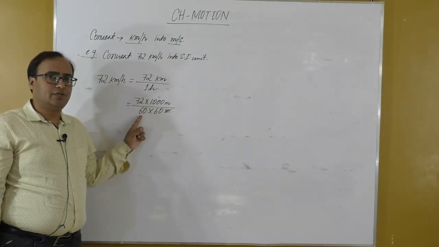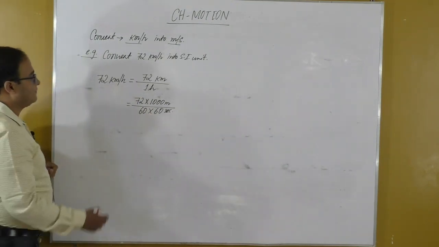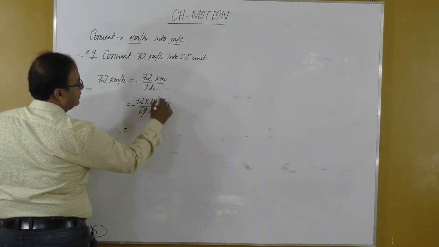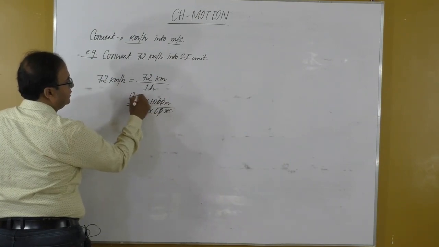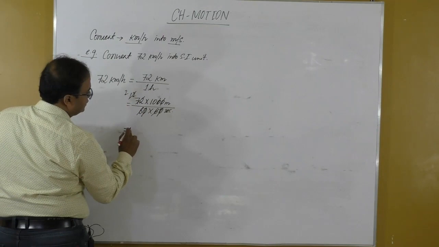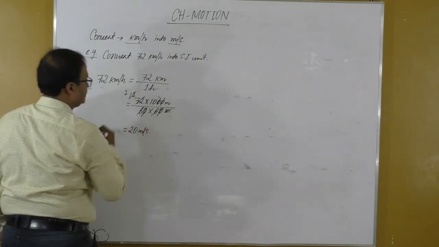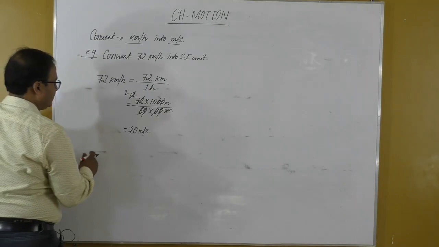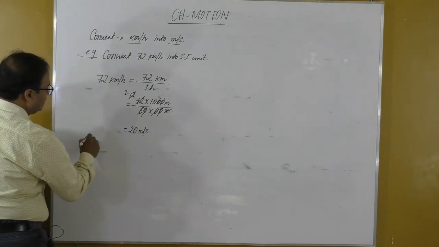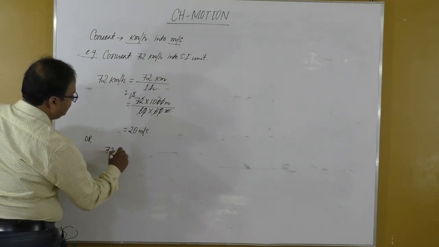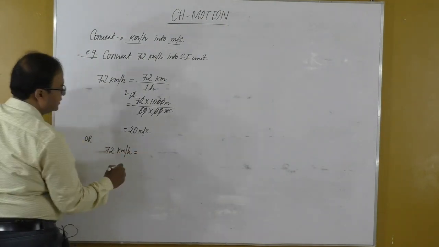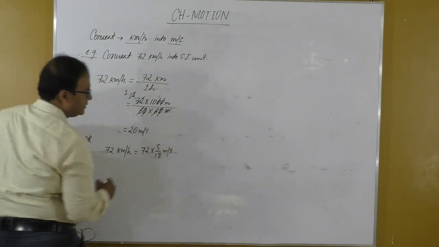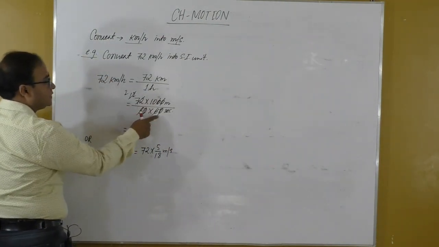So you should memorize that 1 hour is 60 into 60 seconds. In 1 hour there are 60 minutes. To convert minutes into seconds, you have to multiply by 60. So here if you do the simplification, 12 here and twice, so it is 20 meter per second. But I already told you in part 1 of chapter motion that we can also convert this in another way. Here, 72 kilometer per hour is equal to 72 into 5 by 18 meter per second, because 1000 by 60 into 60 is 5 by 18.